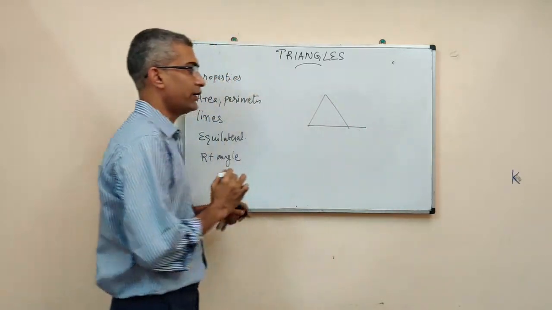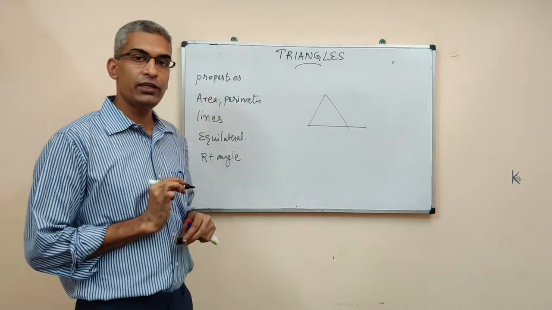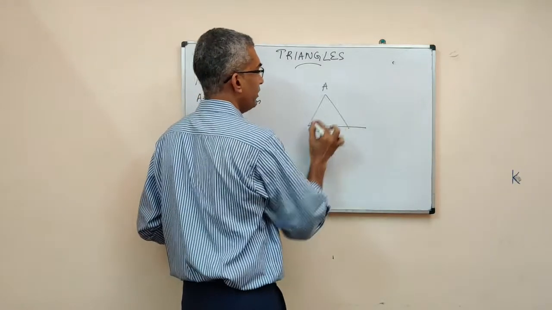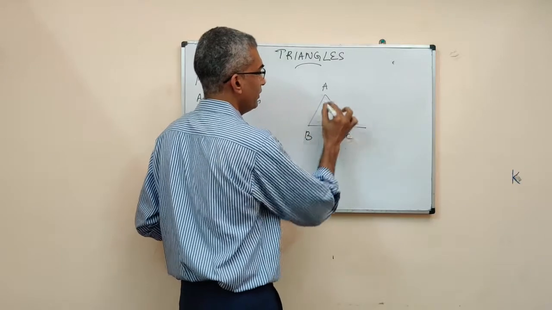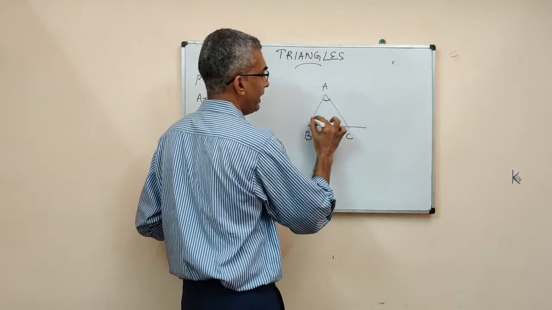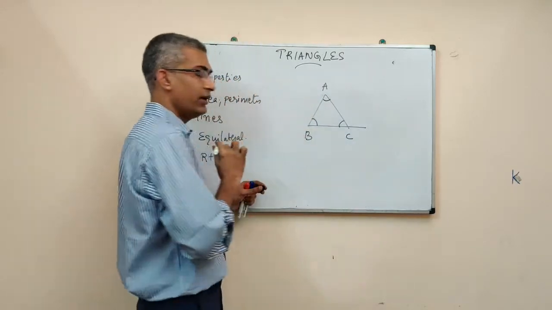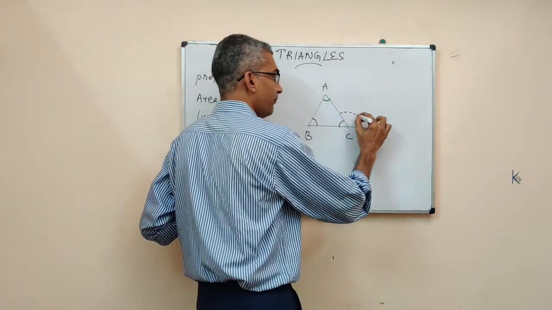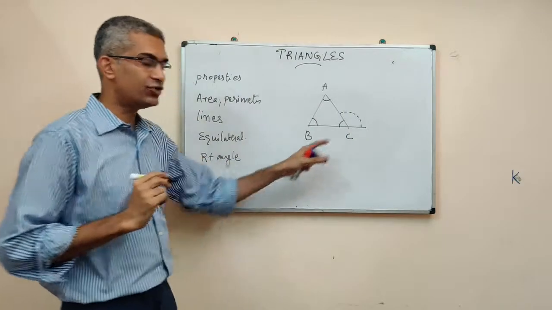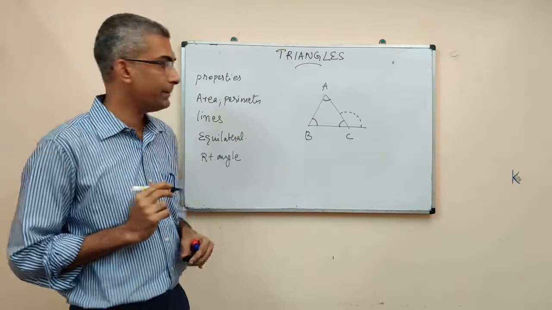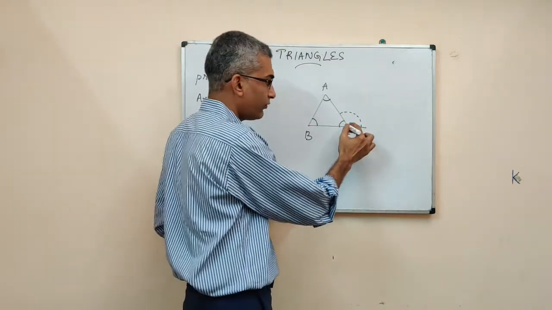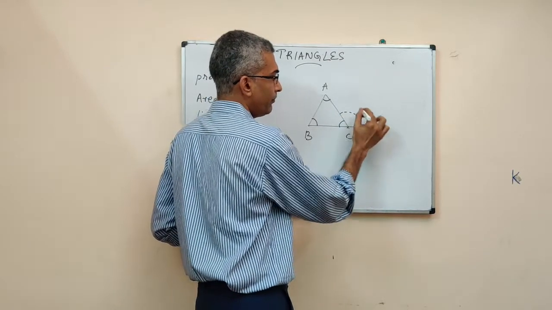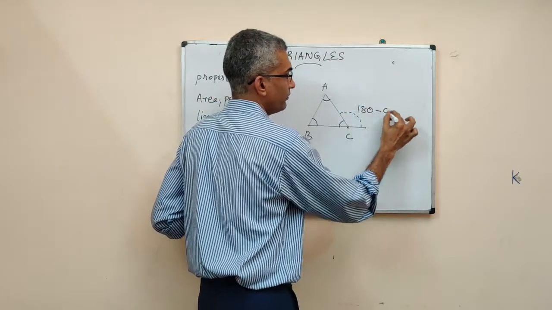As I said, in a triangle, the sum of the interior angles will be 180. So if I call this triangle A, B, C, the sum of angle A, angle B, and angle C will be 180. Now what is this angle? This is the exterior angle of the triangle. Okay, that is the exterior angle at point C. This angle will be 180 minus C.